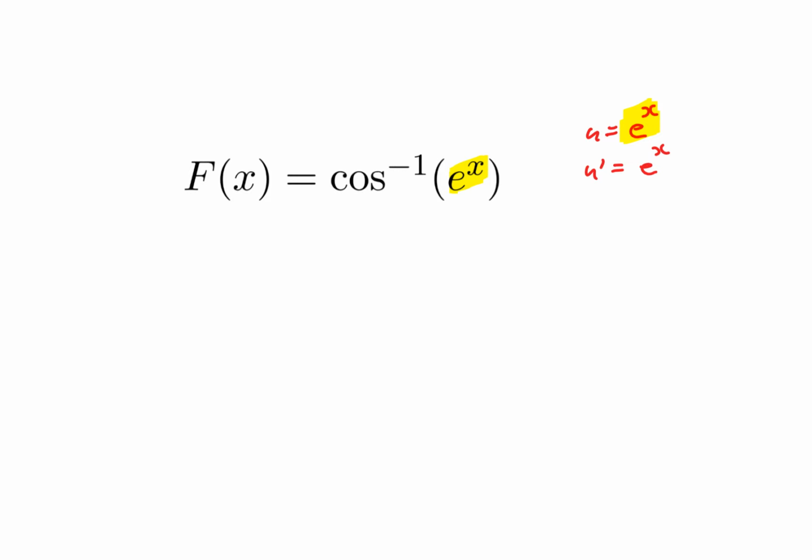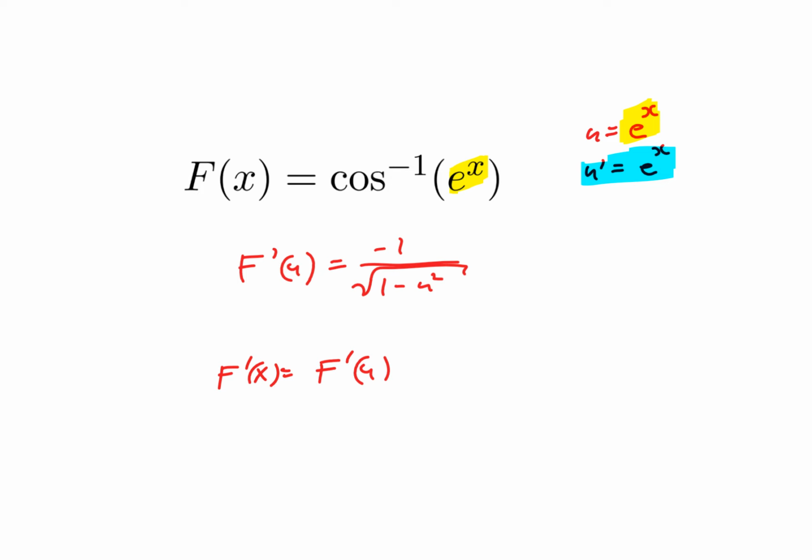Okay, so now we find f prime of u. And so for f prime of u, we simply write -1 over square root of 1 minus u squared. And then we got our u prime right here. And so don't forget, the chain rule states that f prime of x equals f prime of u times u prime.